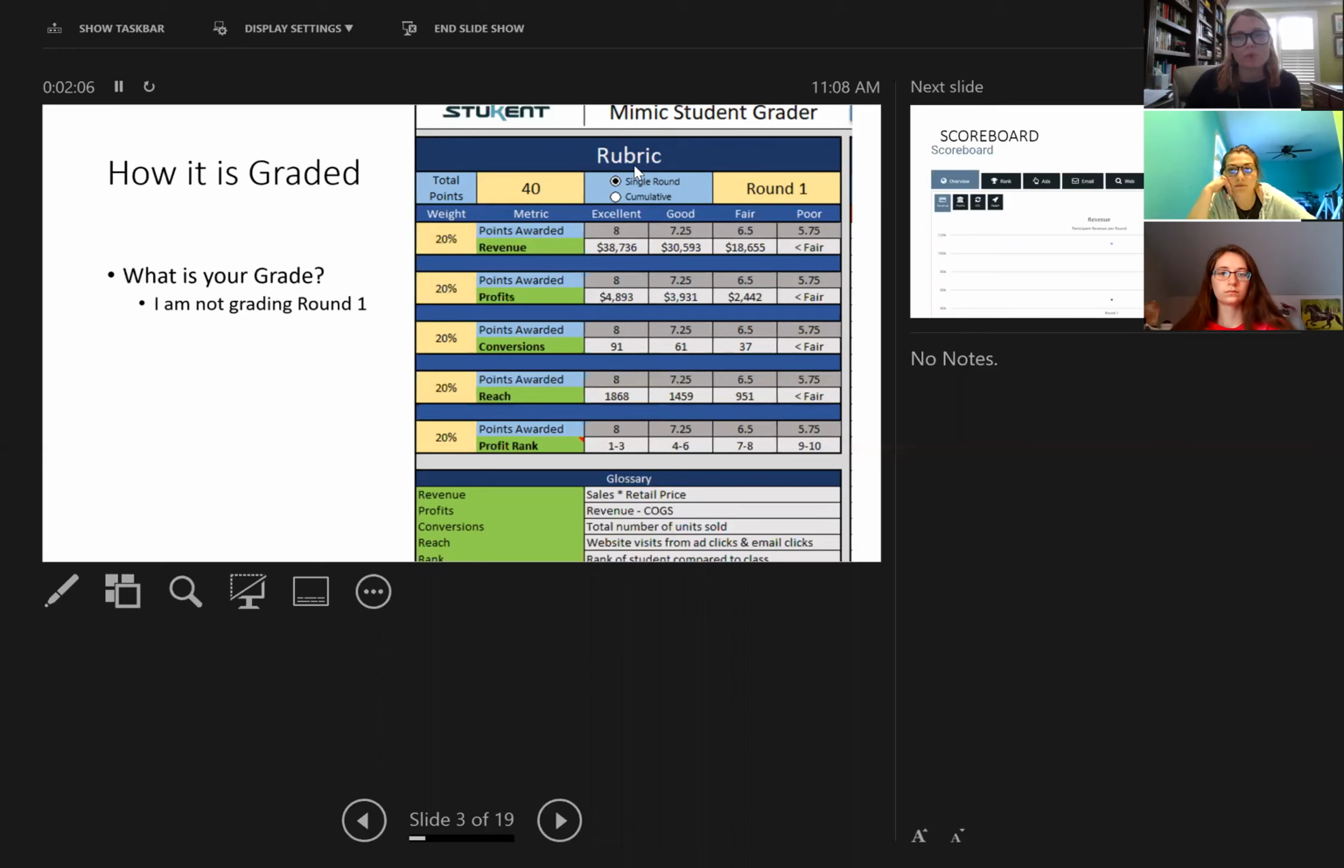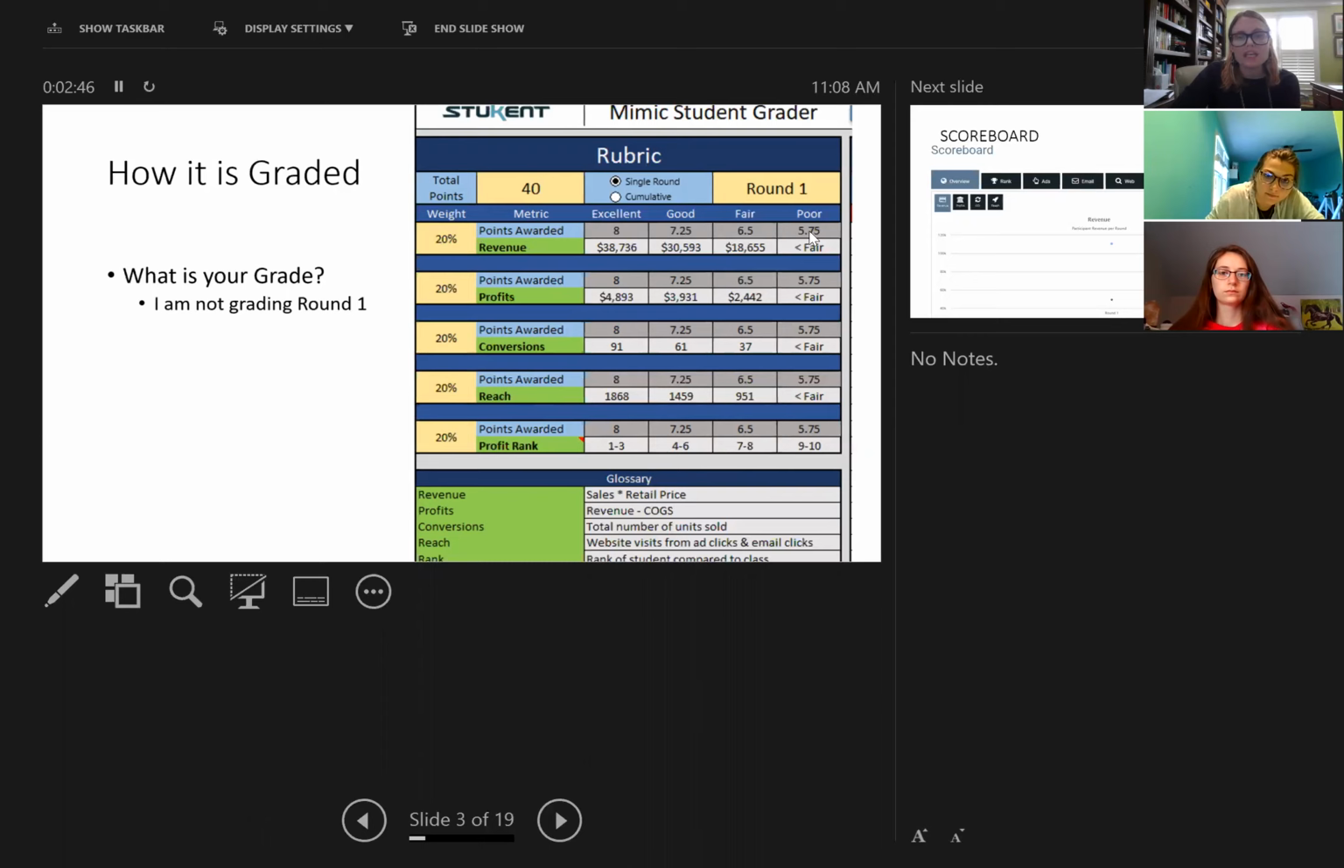Every round is worth 40 points, for a total of 160 points. There are 5 points of evaluation. Can you all see that? Okay. So it's 40 points. You get points for revenue, points for profits, points for conversions, meaning how many purchases, and points for reach, meaning how many people can see your ads, as well as how you rank. So you are, to a certain extent, graded based on your performance against your peers.